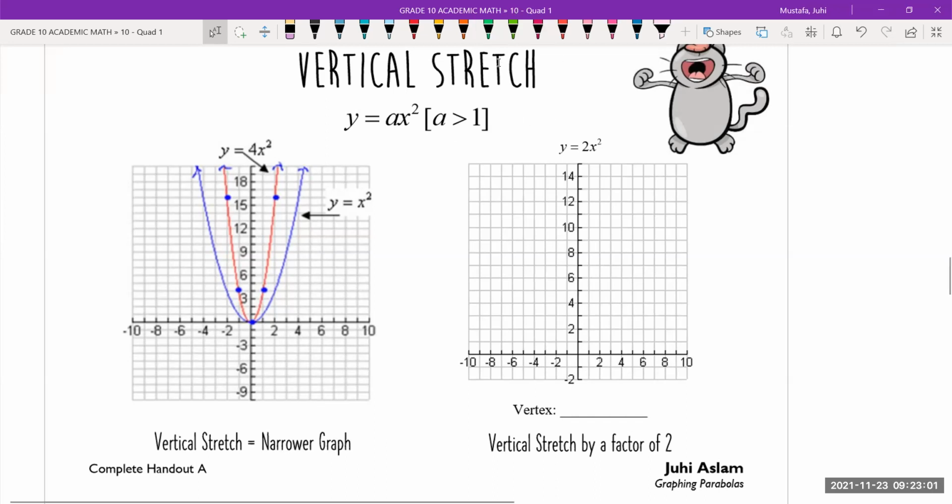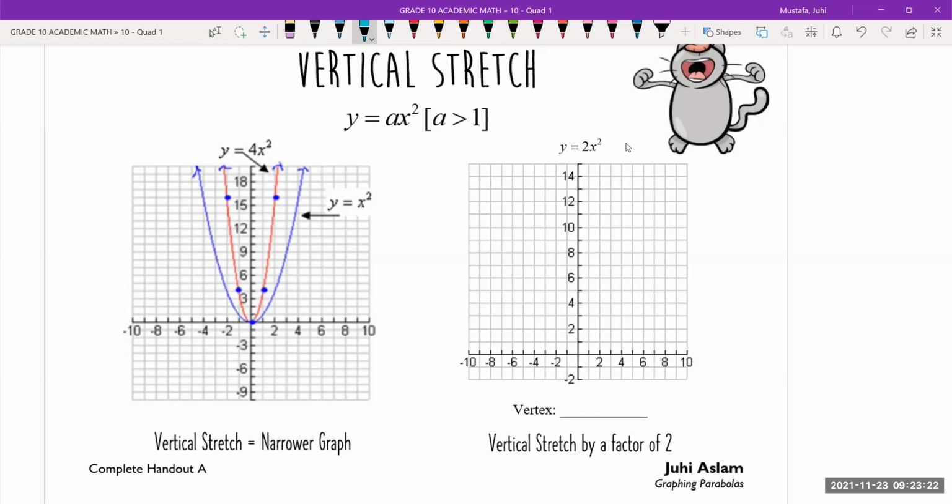And I'm going to show you how we're going to do that. First of all, is there a vertical translation in this question? Is the parabola moving up or down? Is there a number written like right over here? No. So there is no vertical translation. It's not moving up or down.